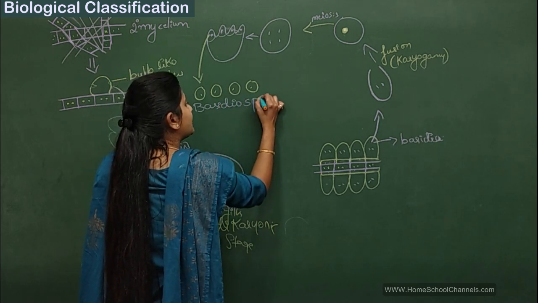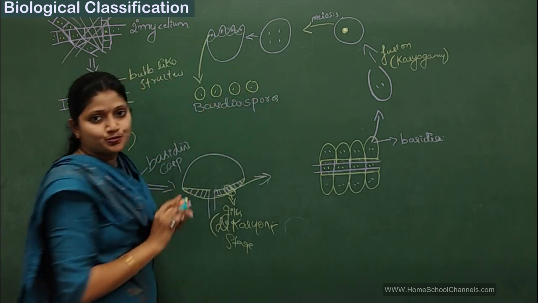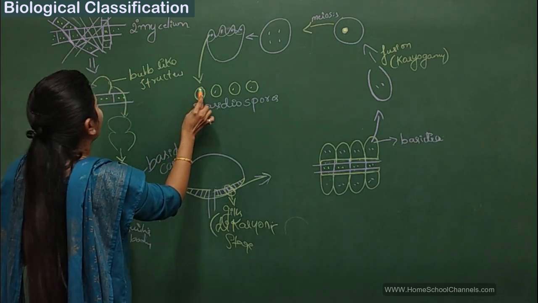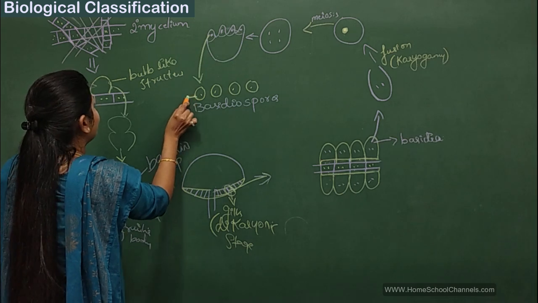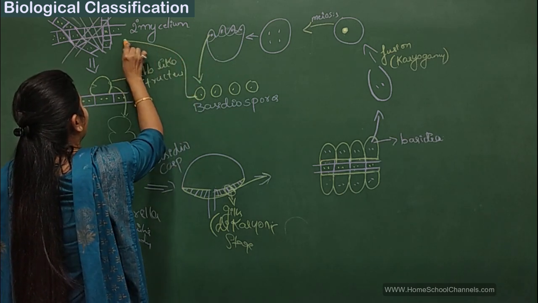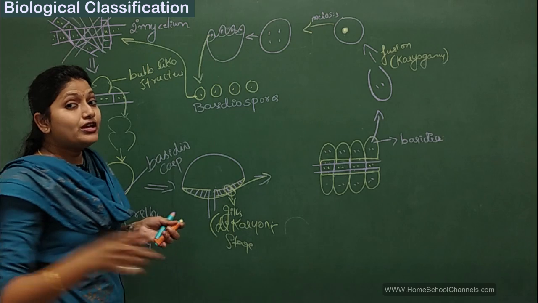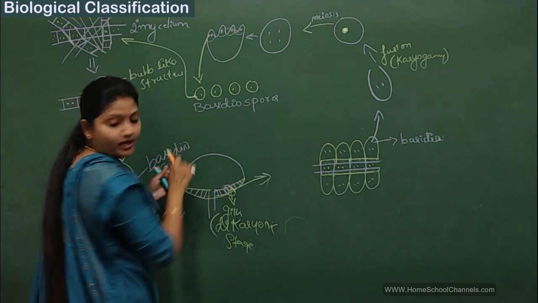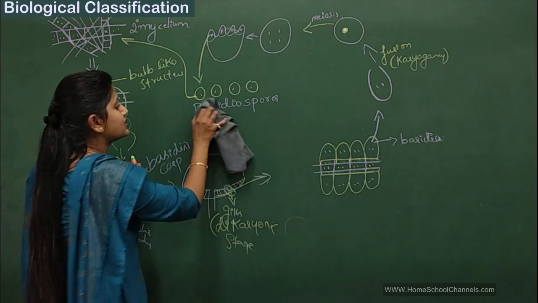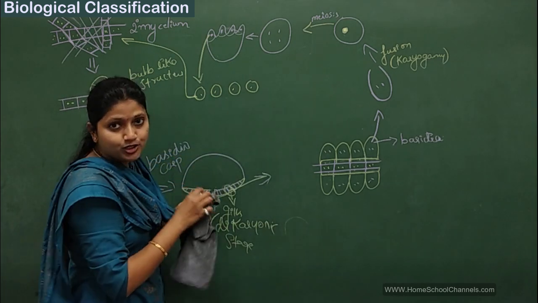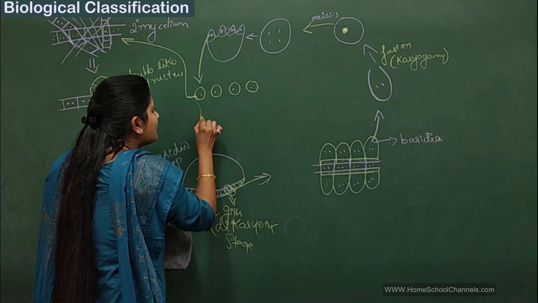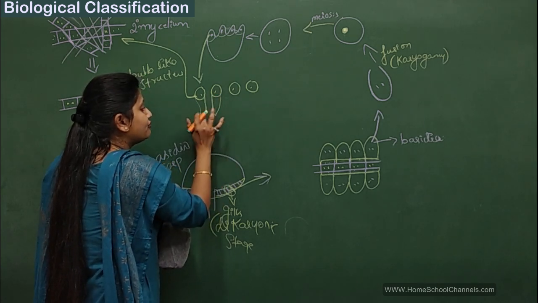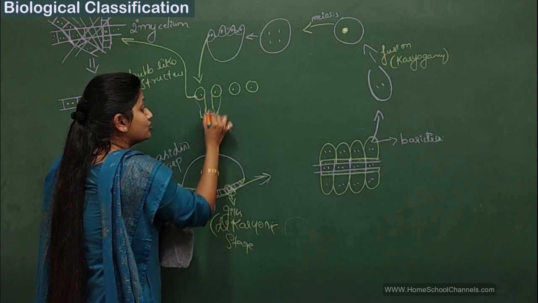These are called basidiospores, and next each basidiospore will again form a mycelium. We had seen previously how exactly the mycelium is formed. The basidiospores here are the haploid spores. These spores will now germinate like this, and later on they will fuse.